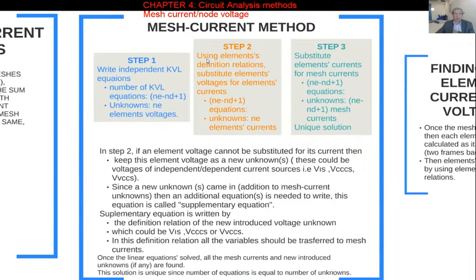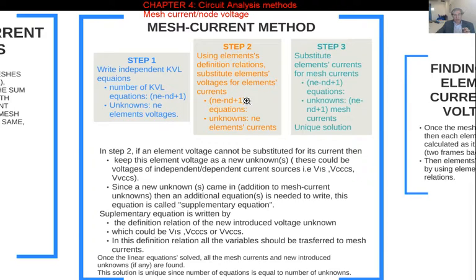The next step says: using the elements' definition relations, substitute element voltages for element currents. If you consider a resistor, the resistor voltage is going to be seen in this Kirchhoff voltage law equation. So use the definition relation, and then you can replace these resistor voltages with the resistor currents. What it means is you write V equal to R times I, so you transfer the voltage to the current of this element. So we are transferring voltages to currents. The number of equations is not going to change, but since we changed voltages to currents, the unknowns are going to be element currents. In the first step it was element voltages, it is now element currents.